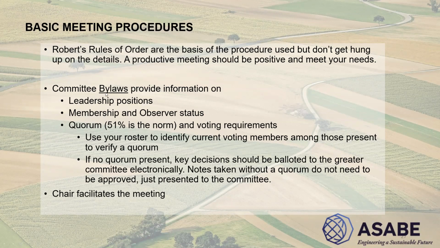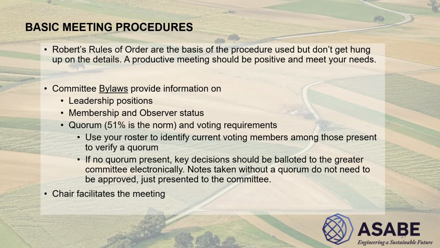Your committee bylaws are found on every single one of the Engage committee libraries. So you just need to go to your library and there's a folder that says bylaws, and your bylaws are right in there. It tells you what all the leadership positions are. It tells you about membership and observer status. So members, when it says member, you're voting. If it's observer, you have access to everything, but you just are not allowed to vote.